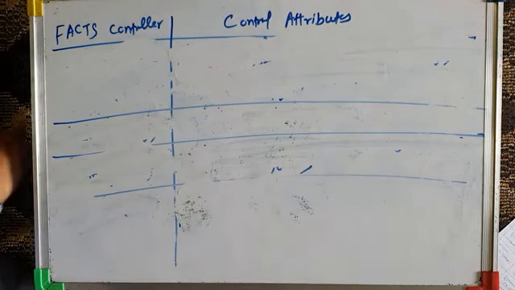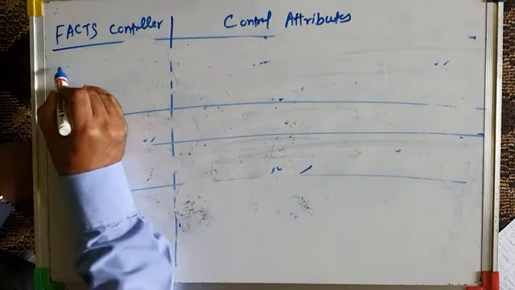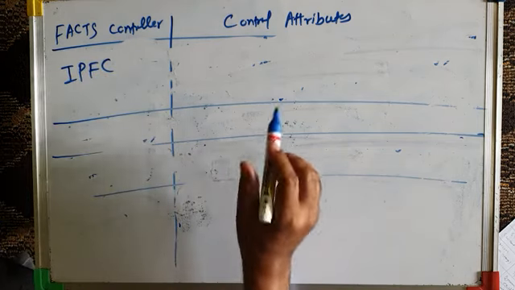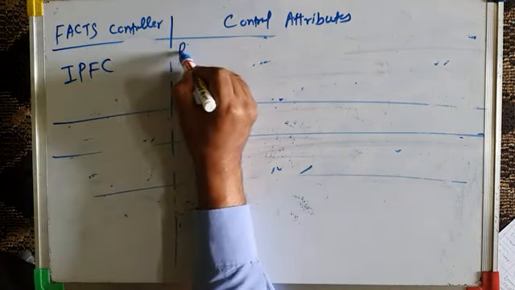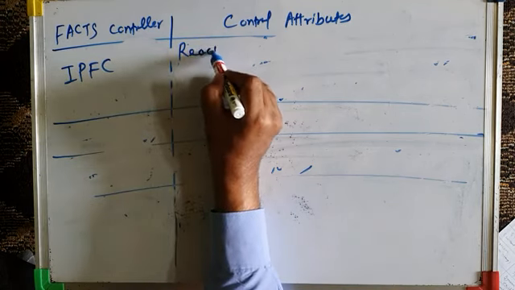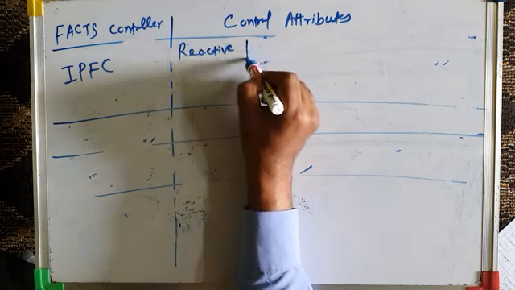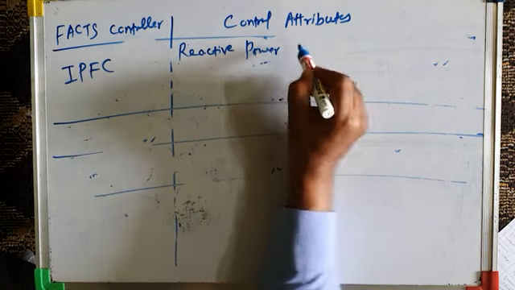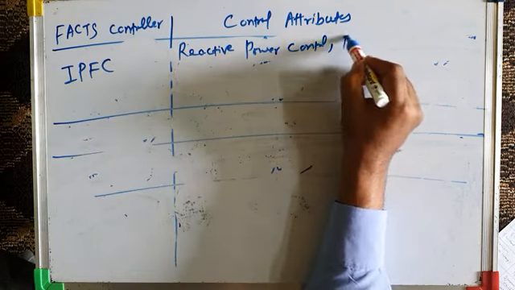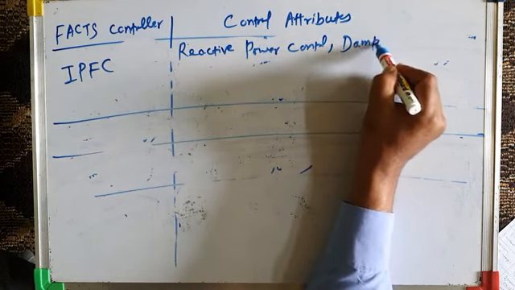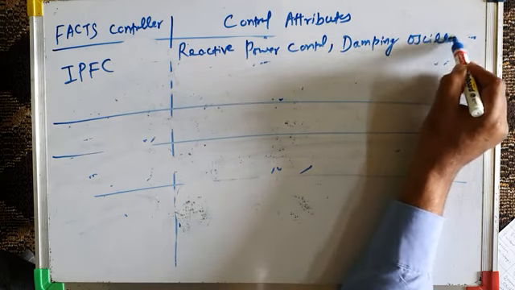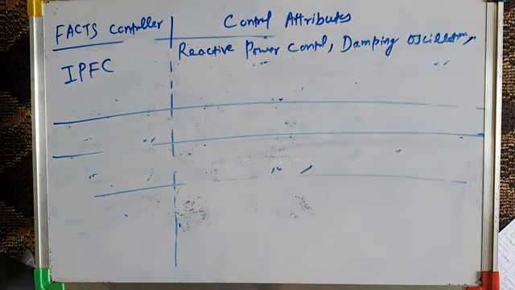So first of all, I will write combined series controller, which is interline power flow controller, IPFC. What are its control attributes? It is a combined series controller. Its control attributes are like this: reactive power control, that is Q control, comma, damping power oscillations, or I should write damping oscillations, right?